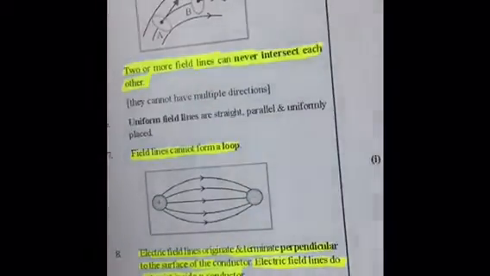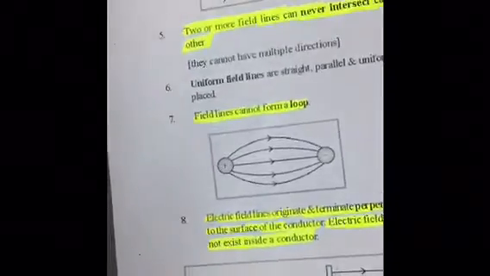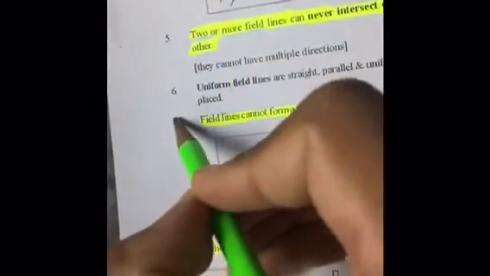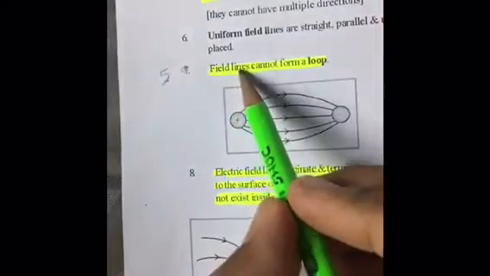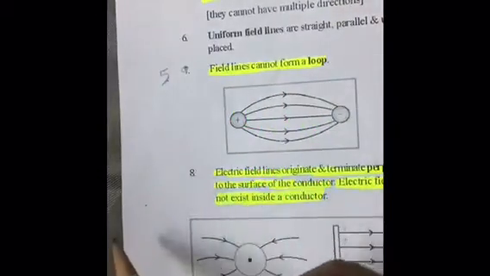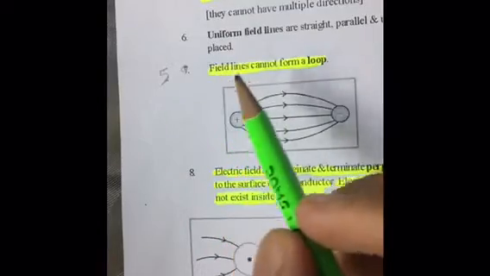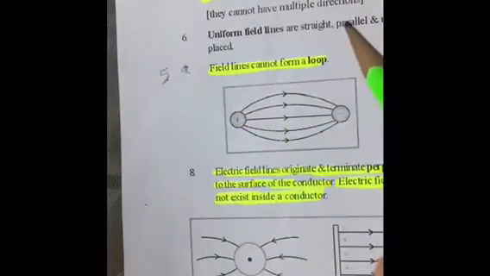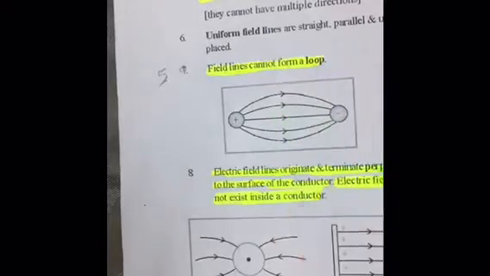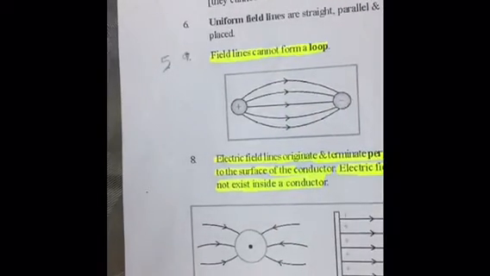Let us see the fifth property. Okay, this is the fifth. Field lines cannot form loops. Electric field lines can never form loops. Why this is so, I will explain to you.